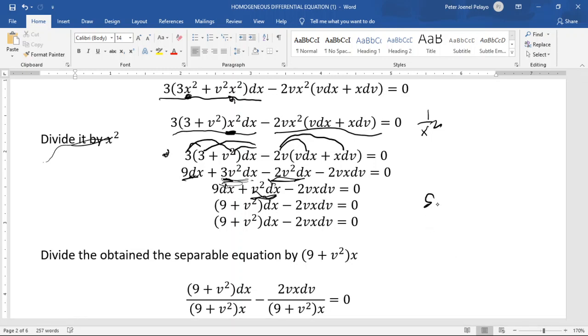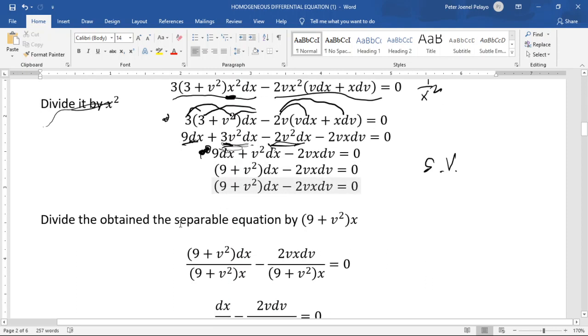so babalik tayo kay separation of variables. This part. So, itong part na to, separation of variables ulit. So, factor out natin si dx, naging 9 plus b squared dx minus 2bx dv. Okay?